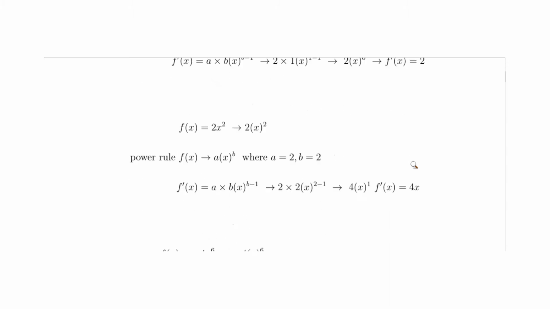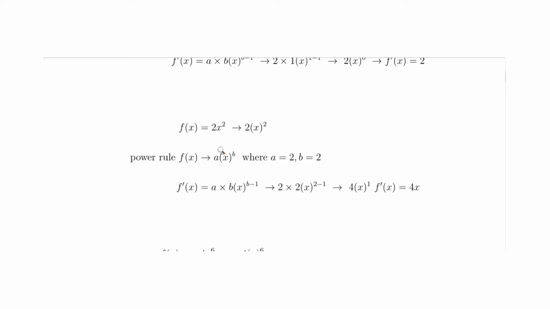So now let's try something where we've got coefficients a little bit more and also the powers a little bit higher. So 2x squared. So we write 2x squared as 2 times x squared. So using our power rule formula, a times x to the b, where a is 2 and b is 2 in this case. So our first derivative will be a times b times x to the power of b minus 1. Always reducing that power by 1 when using the power rule.